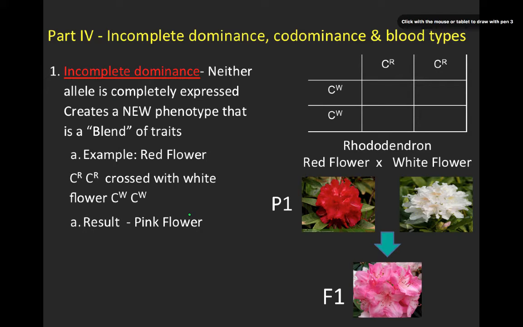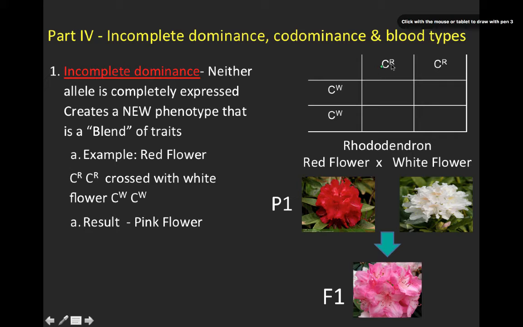So to begin with, we're going to look at incomplete dominance. Incomplete dominance, the definition we're going to work with, is that neither allele is completely expressed, and it creates a new phenotype that's really a blend of other traits. Our example over here on the right is that a red flower is bred with a white flower, and the resulting cross is a pink flower.